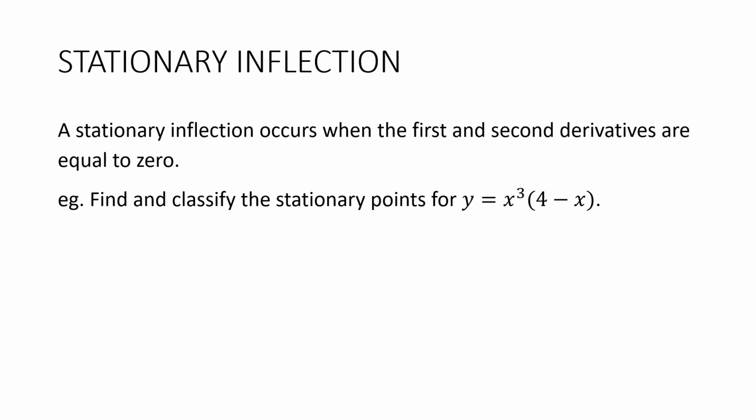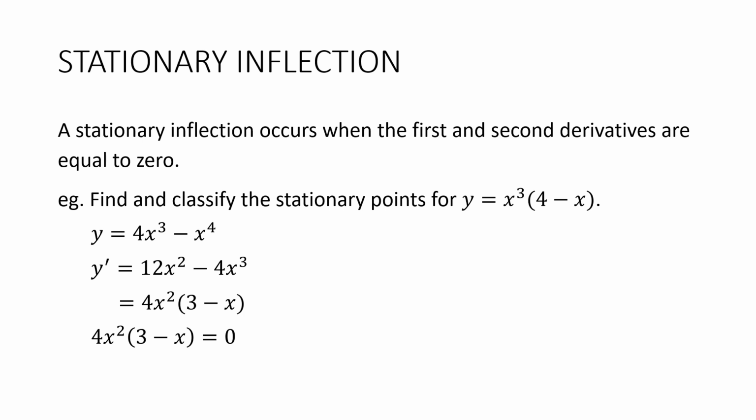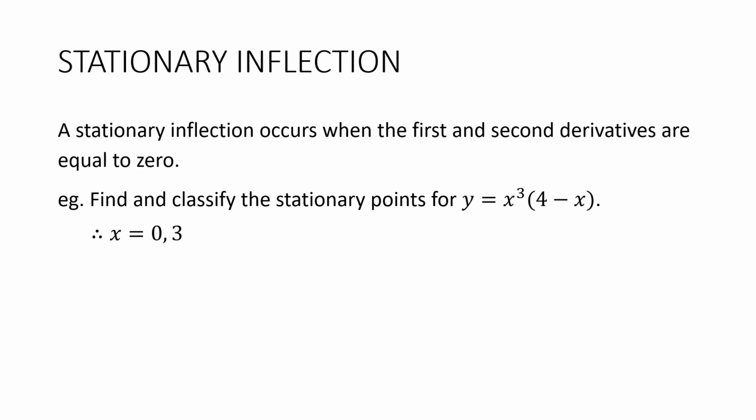We need to expand that out first and then differentiate. And so we want to solve 4x squared multiplied by 3 minus x is equal to 0. And so stationary points are going to occur at x is equal to 0 and 3. And to find the y coordinates, we substitute each of these x coordinates back into the curve. And so we have stationary points at (0, 0) and (3, 27).